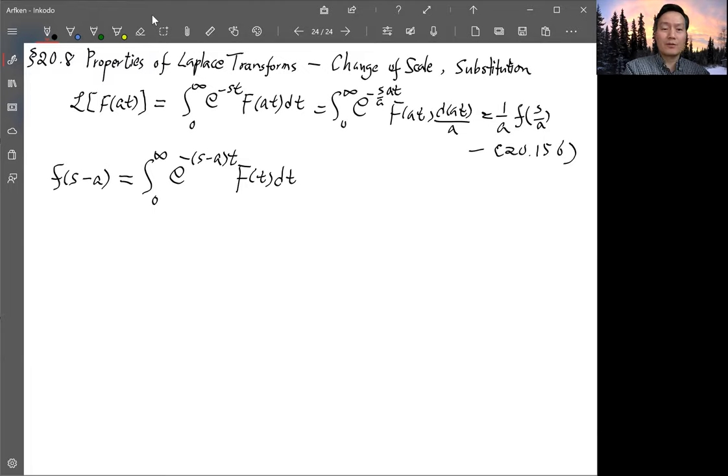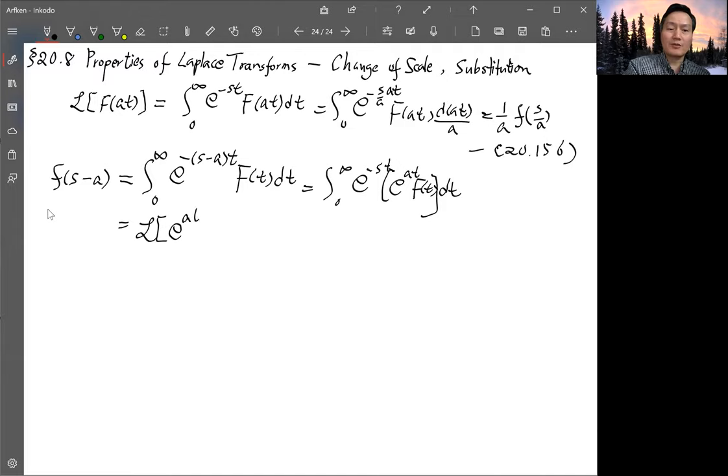Okay, so you can pull the exponential at out, then multiply by f of t, dt. So this is grouped together. This means that for the function exponential at times f of t, doing a Laplace transform gives you F evaluated at s minus a. So you write the formula: the Laplace transform of exponential a times t, f of t.